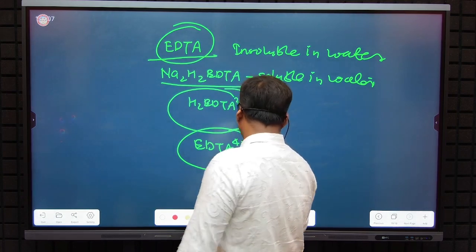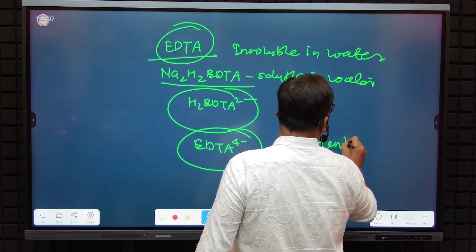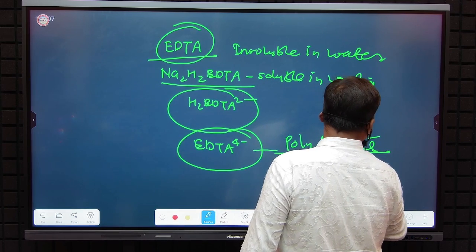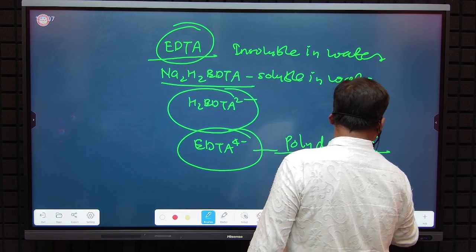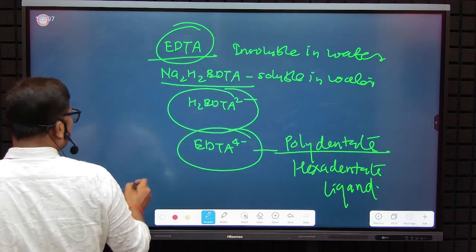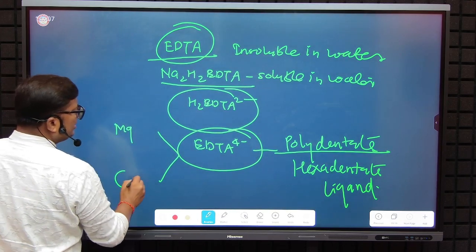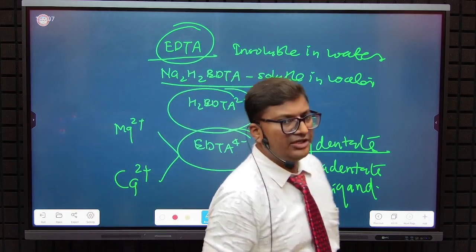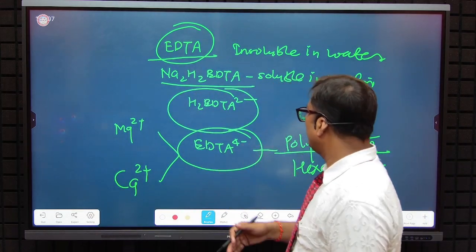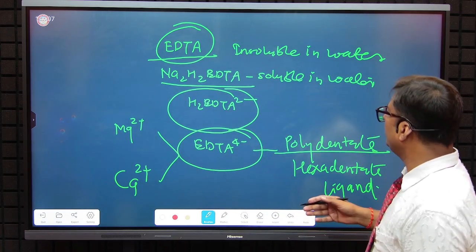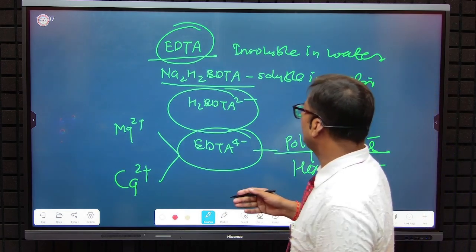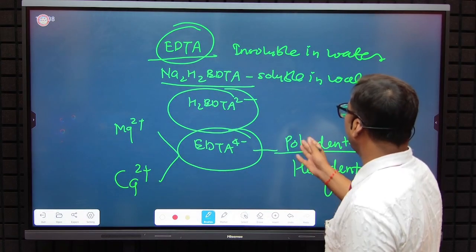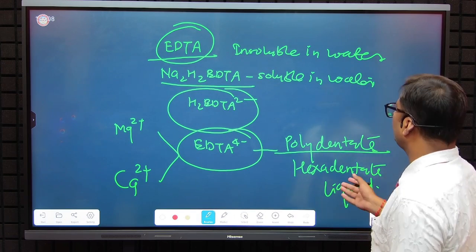This is a polydentate ligand, right? And polydentate here means it is a hexadentate ligand. It forms analytically stable complexes with magnesium and calcium 2 plus. This ligand is also used to treat hard water, and it is used in detergents to increase the softness of the water, right? So analytically, these ligands are highly important for the formation of complexes.